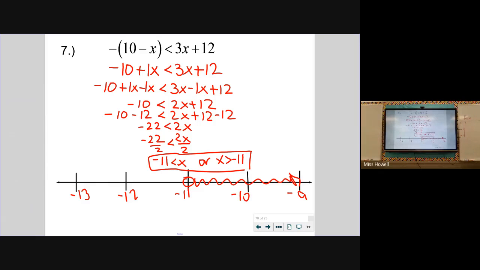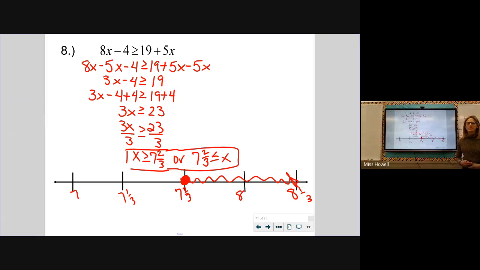So we should have an open circle, and we should be shading to the right. All right, number 8, we should have x is every number greater than 7 2/3, or we might have 7 2/3 is less than or equal to x. Closed in circle here at 7 2/3, and we should be shading to the right.